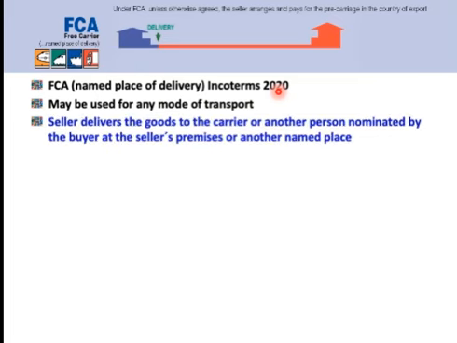The seller delivers the goods to the carrier, or another person nominated by the buyer at the seller's premises, or another named place. So here you can see, how many places of delivery, how many possible places of delivery are there in FCA? How many?